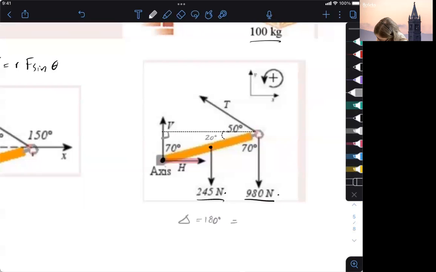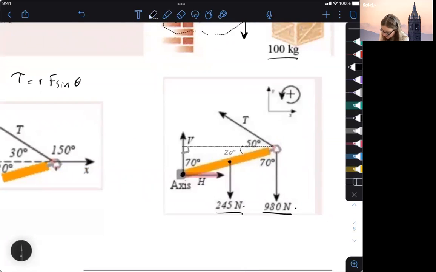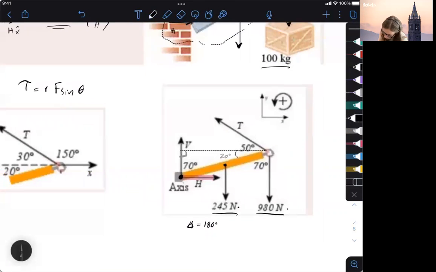And that means that 70, so I have a 90-degree angle, and then 70 plus 90 minus 180 equals 20, right? Because I need these two other angles to add up to 90. That may be a little too much of an explanation, but I need these other two to add up to 90 because the sum of the angles of my triangle needs to be 180 degrees, right? Triangle, 180 degrees.